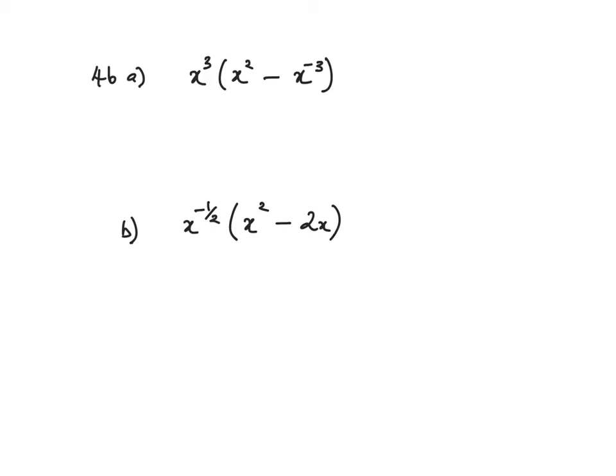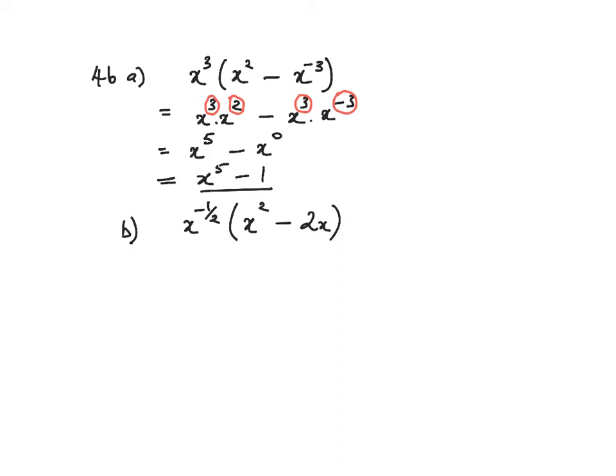Question 46a. Now if we multiply out the brackets, we've got x cubed times x squared, then x cubed times x to the power of minus 3. Multiplying powers, we add the indices. So that will give me x to the 5, 3 plus 2 is 5, and 3 plus minus 3 is 0. So I have x to the power of 0, and anything raised to the power of 0 is 1.